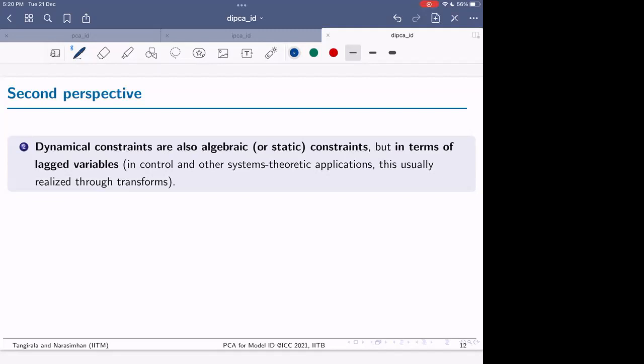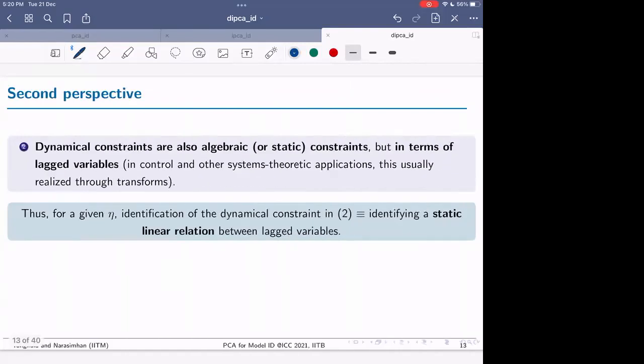Here we are not using any such transforms. We are still living in the time domain, and all we have done is we have introduced lag variables, and we said, let us view this dynamical model as a steady state model in terms of lag variables. So for a given eta, the identification of the dynamical constraint in equation 2 is all about identifying a static linear relation between lag variables.